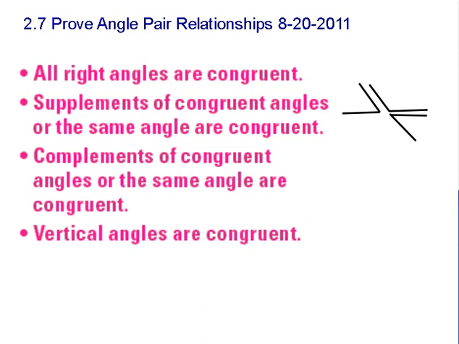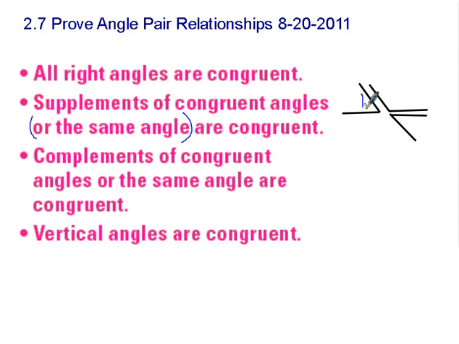Today we're going to use angle pair relationships to write proofs. These four angle pair relationships should be written in your plan, in your journal, in your notes. All right angles are congruent. That should make sense. They all equal 90 degrees. They're all congruent. Supplements of congruent angles or the same angle are congruent.